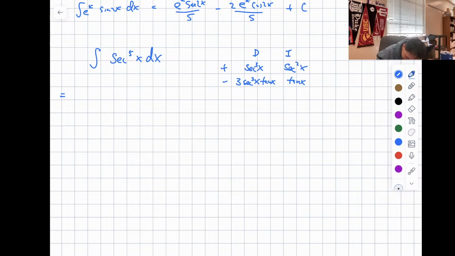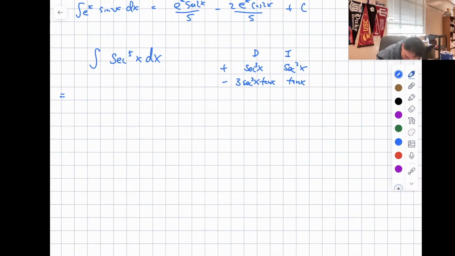Oh, it's product rule. It's chain rule. No, I'm talking about the other one. So it's going to be secant cubed x tangent of x, integrable because you can cancel it, and then minus 3 secant to the third x tangent squared of x dx.